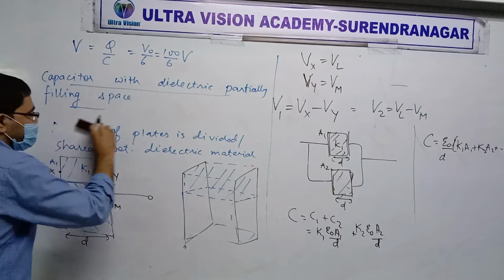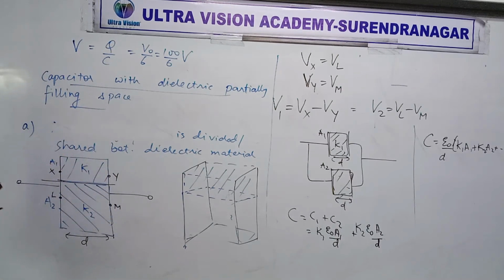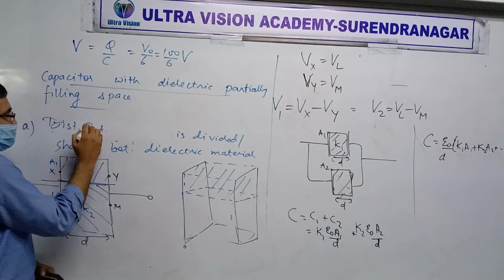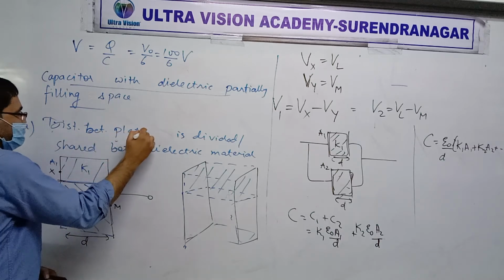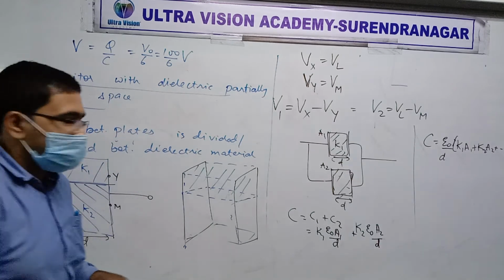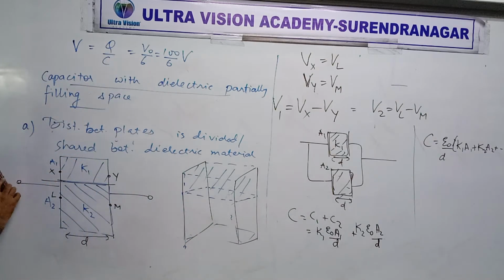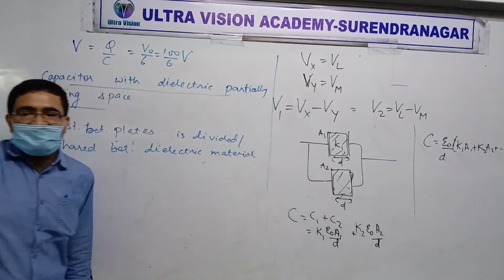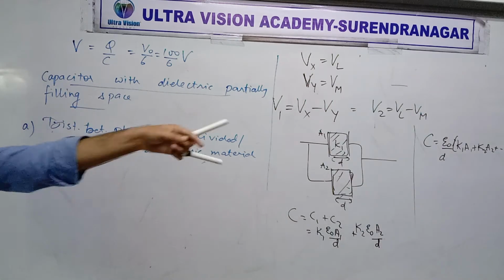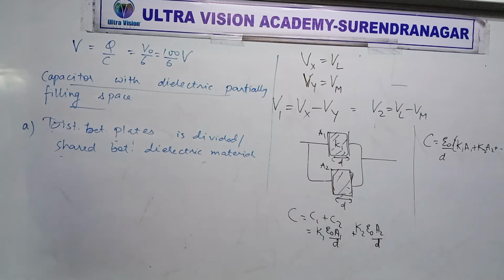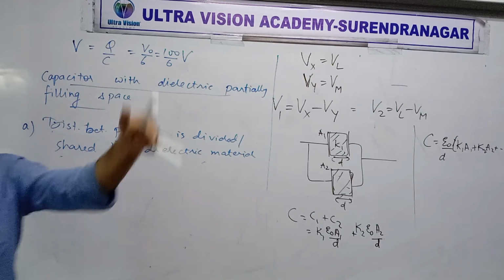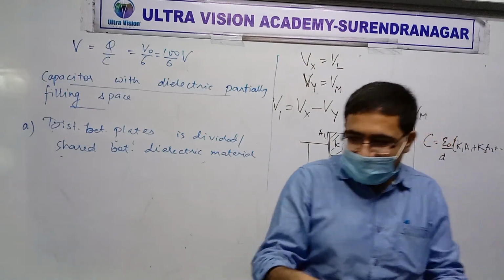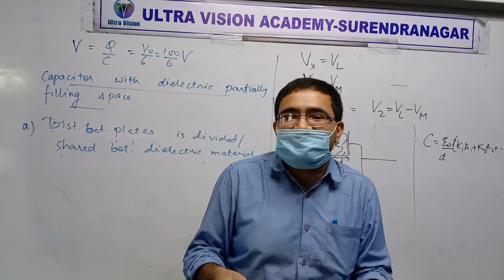the distance between the plates is divided or shared between the dielectric materials. Distance between plates. Now, can you imagine how it's going to look in the first place? Suppose this is one plate and that is the other plate. How do we share the distance between the plates among two materials? It's like you put one here and then you put the other one from here to here. Got it? Yes. The thicknesses may or may not be the same. It doesn't make any difference.